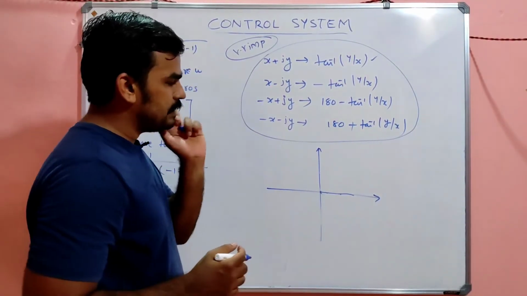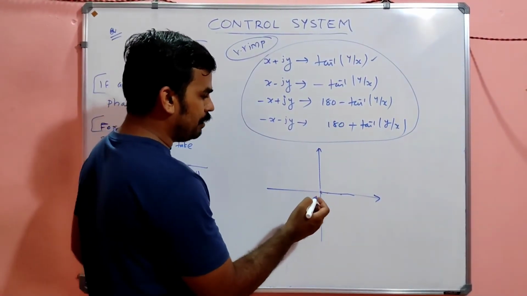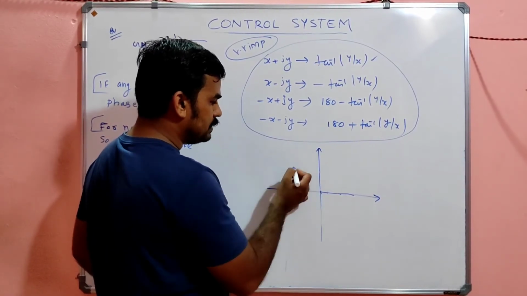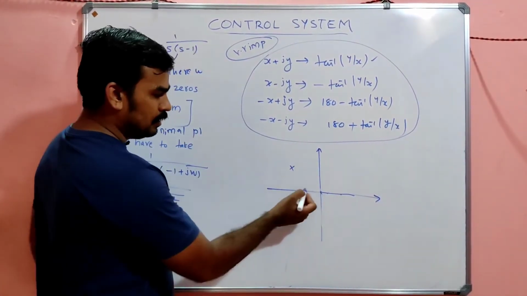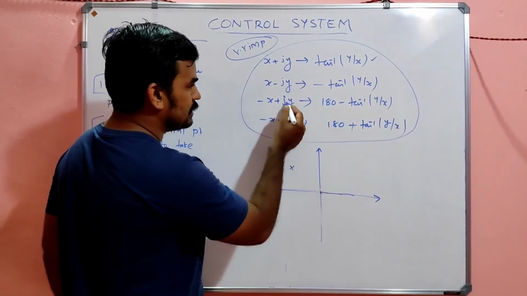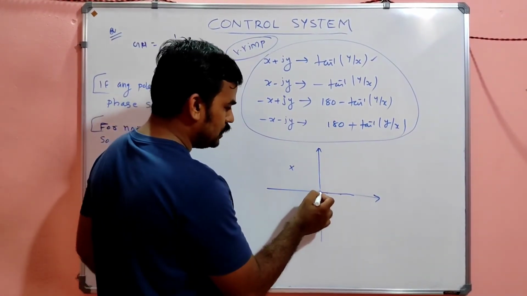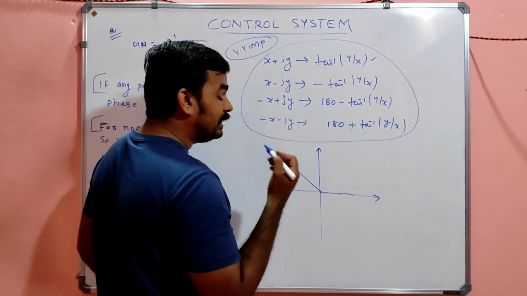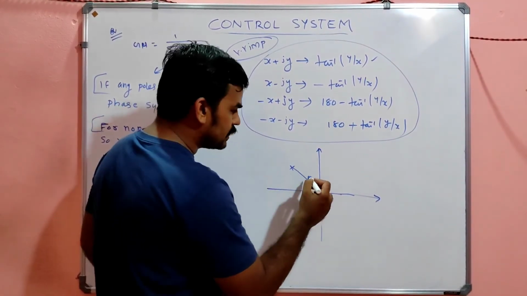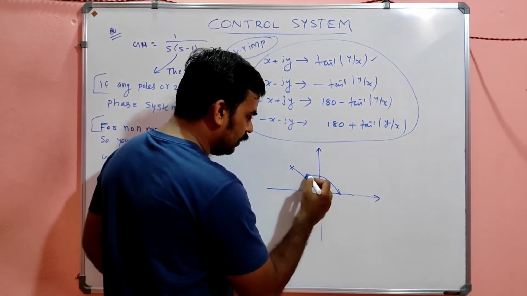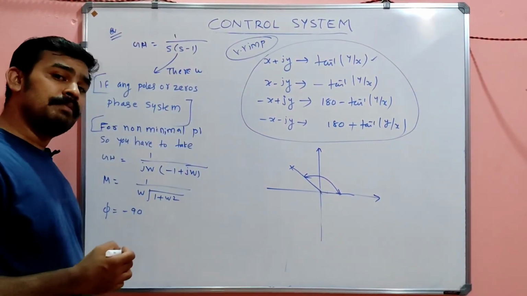What is the minus x plus jy consideration? Minus x plus jy means somewhere here, right? Real is minus and imaginary is plus. Okay, somewhere here. So this will be the line. What is the angle with respect to the positive x-axis, my dear? This much will be the angle.